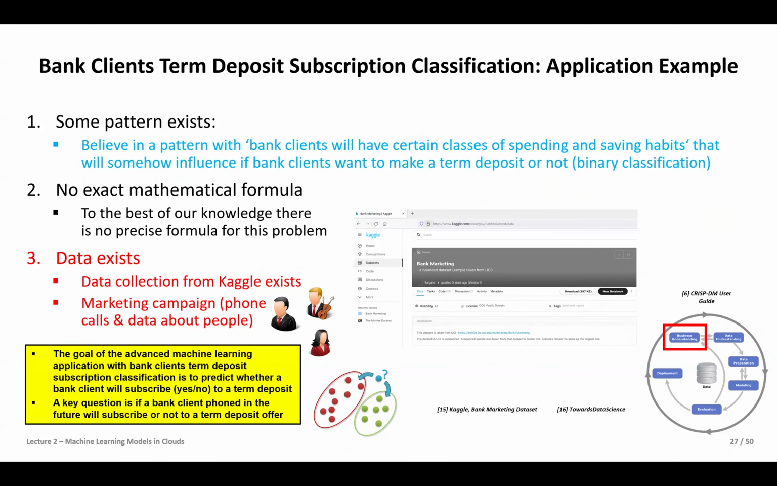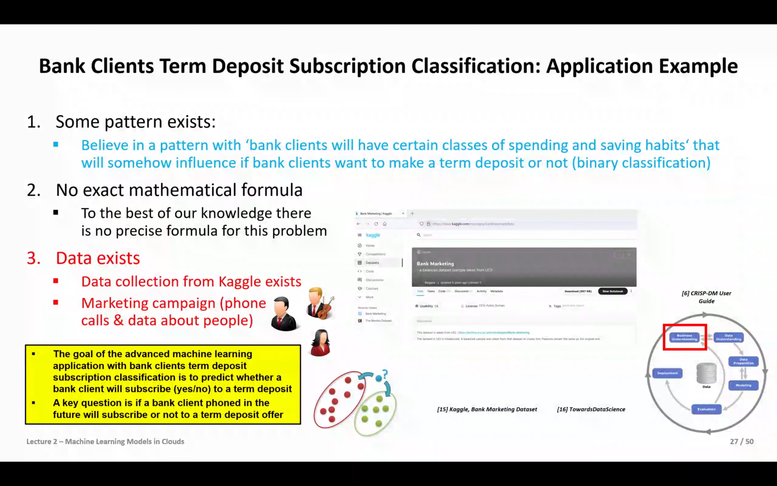To the best of our knowledge, correct me if I'm wrong, there's probably not any formula that can just look at people and say you're a saver. So it's also not existing. But we want to develop something similar to it with machine learning. And the third one is then, of course, the idea: is there data existing?